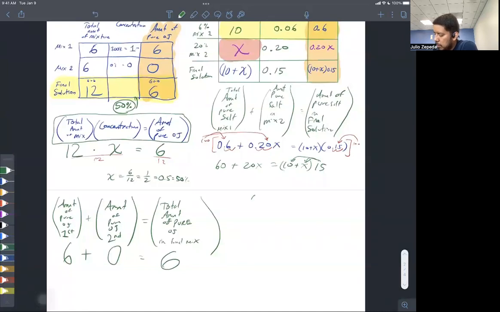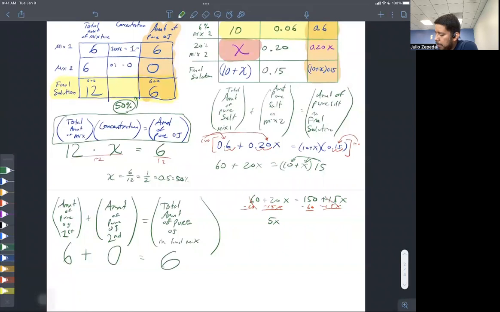So we have 60 plus 20x is equal to 150 plus 15x. If we subtract 15x onto the other side, on both sides, subtract 15x. At the same time, we can subtract 60.